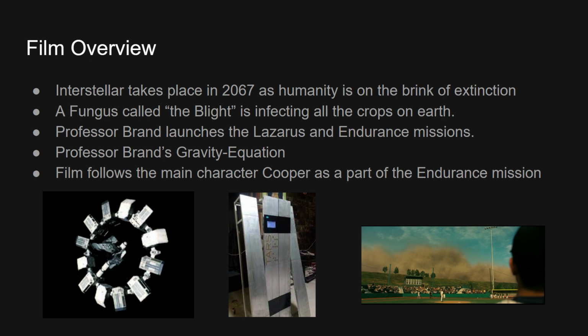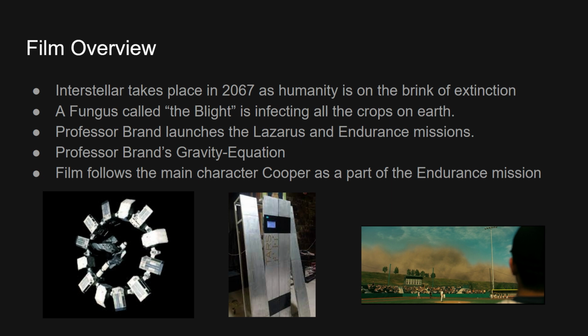His first plan, or Plan A as it is referred to in the film, takes the form of two crewed missions named the Lazarus and Endurance missions through a wormhole that appeared 50 years prior to the start of the film in order to find a new habitable planet for humanity, and to utilize the gravity equation that he has been working on to transfer all of humanity on Earth to the new planet.